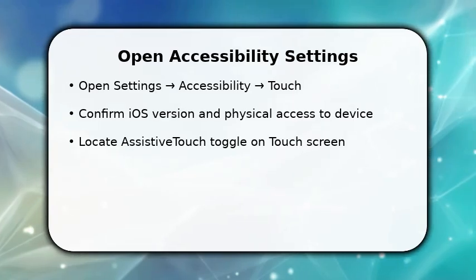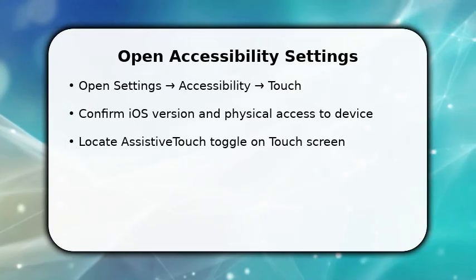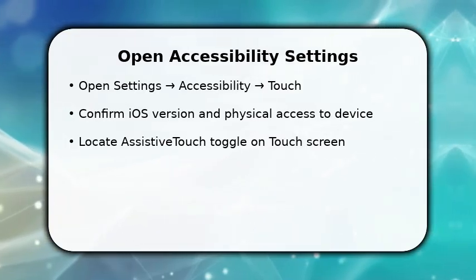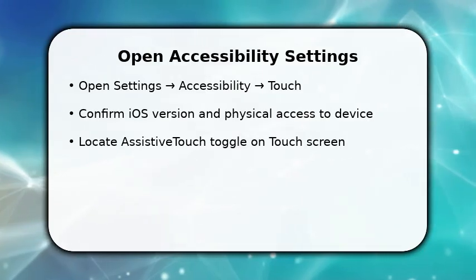Enjoy the video. You start by opening Settings and going straight to Accessibility. This brings you to the controls that manage AssistiveTouch. Tap Touch because AssistiveTouch lives there. You need direct access to the toggle to remove the button.